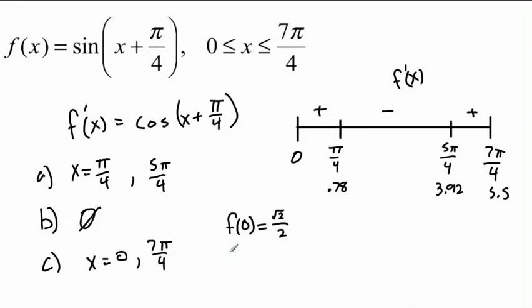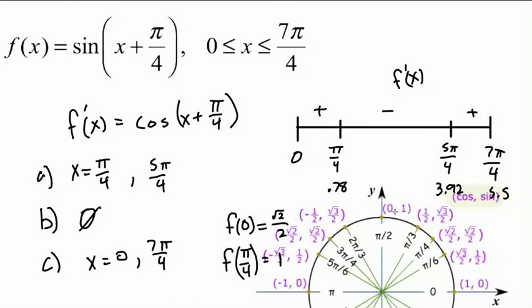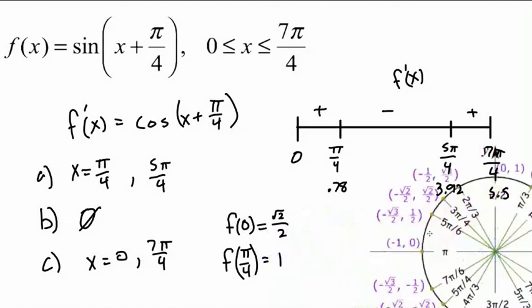Okay, we're going to plug in our next point, which is going to be pi fourths, into my function. And we get pi fourths plus pi fourths, which is pi halves, and the sine of pi halves is 1. You either have that memorized or you can look on the unit circle. Pi halves, the sine is going to be 1, so the sine of pi halves is 1.